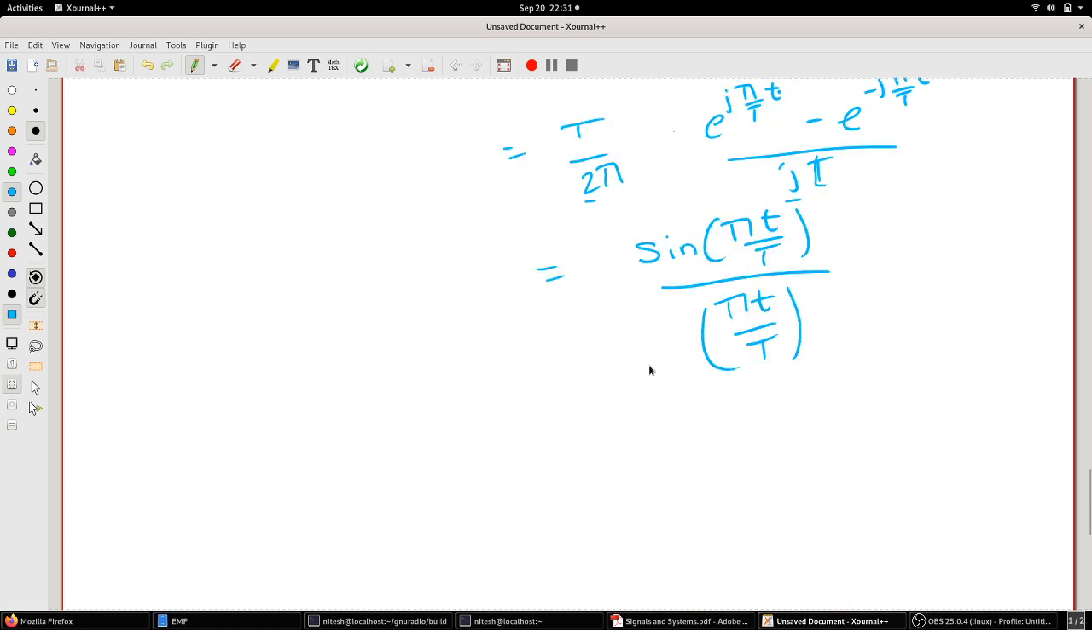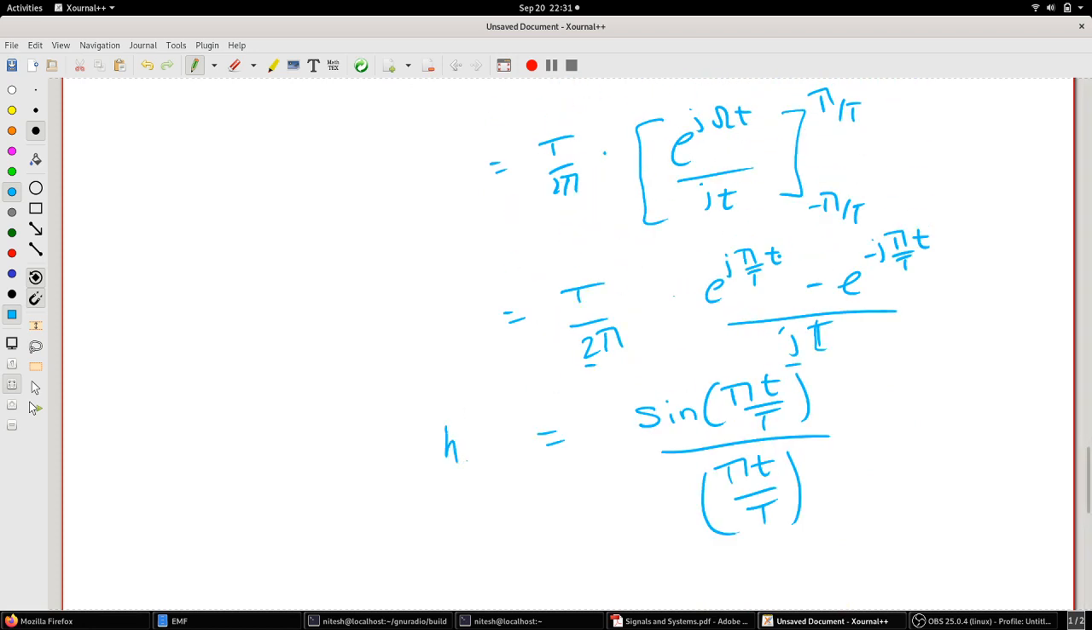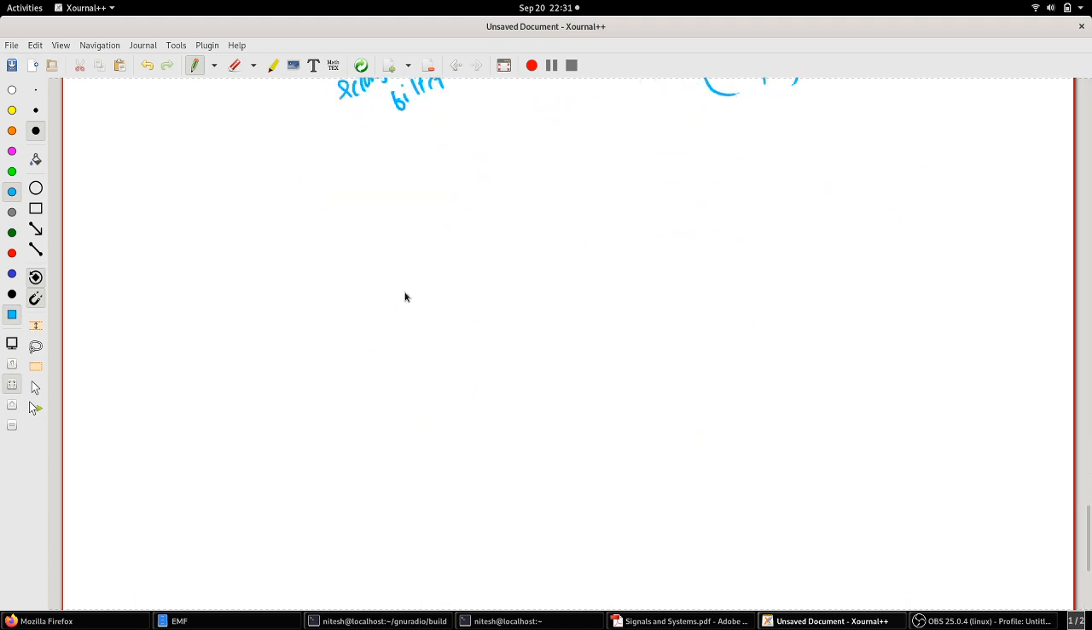Now I know this is my h_r(t), the impulse response of the ideal reconstruction filter. So now I know that my x_r(t) is a convolution of x_s(t) with h_r(t), the convolution operation.